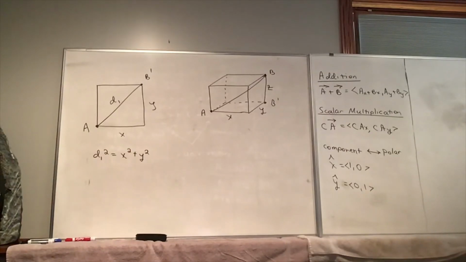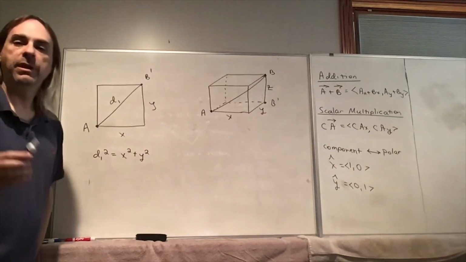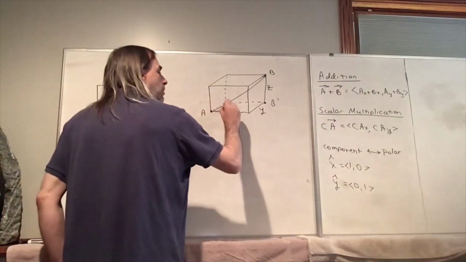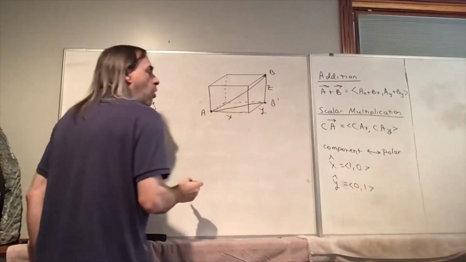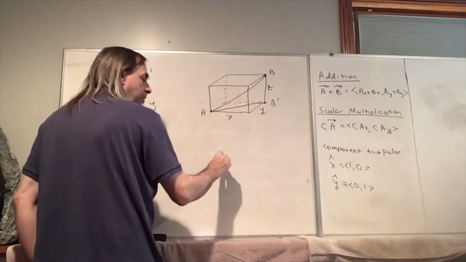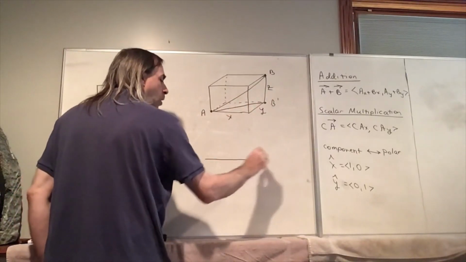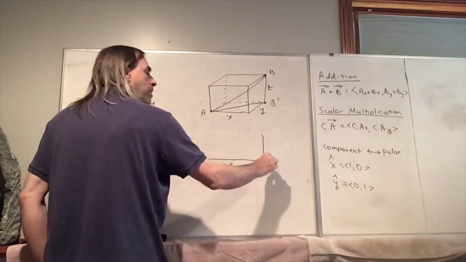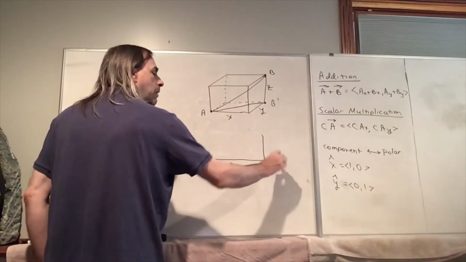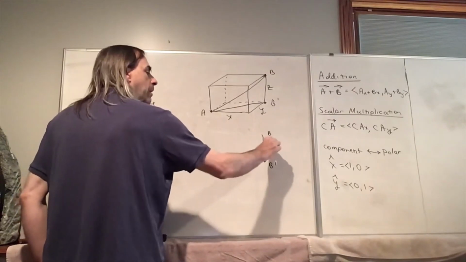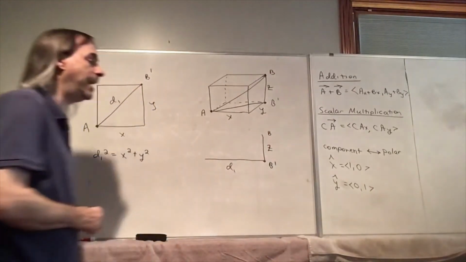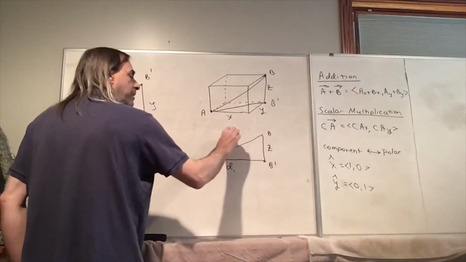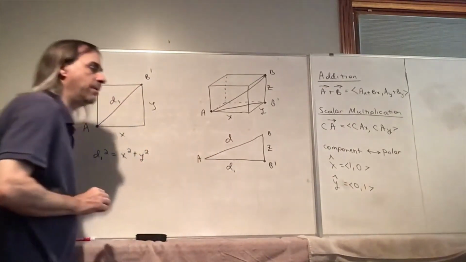Okay, now let's look at another perspective. Now we have a triangle, because we have this line here that goes across the floor. So let's just redraw that. Let's say this is D1. This is going across the floor. And then remember point B prime is directly beneath B, so that distance is Z. And so we have this triangle where this is the actual distance from A to B.